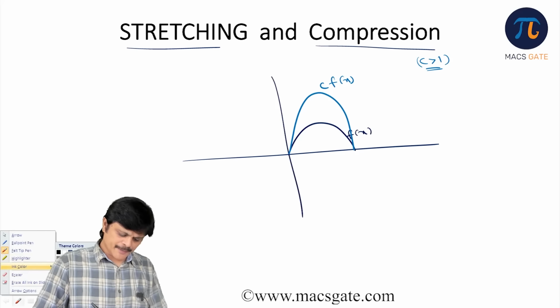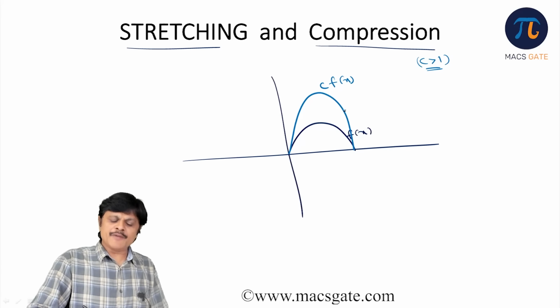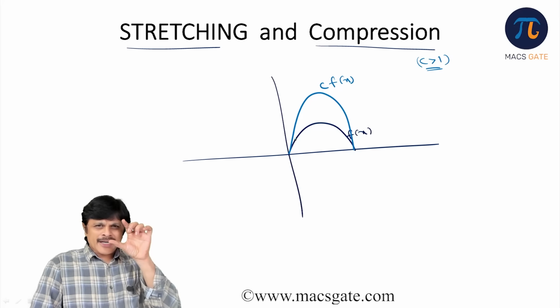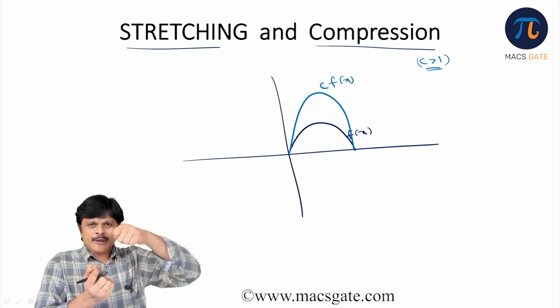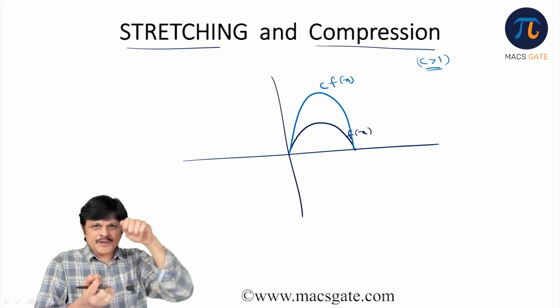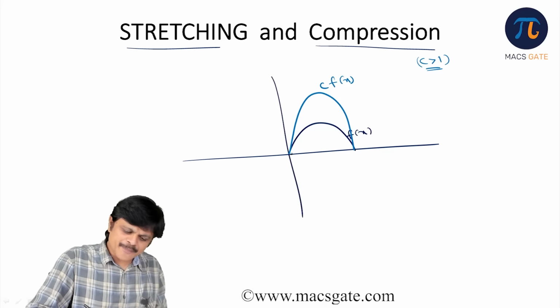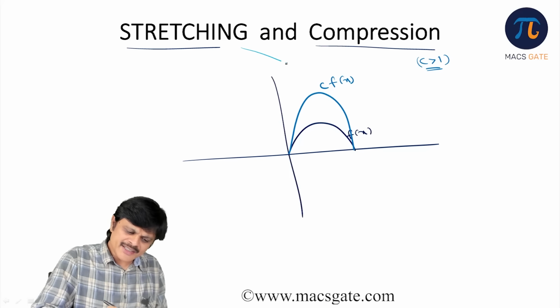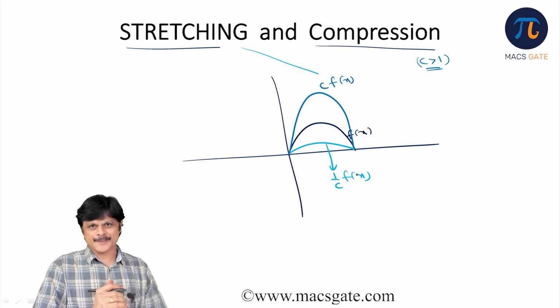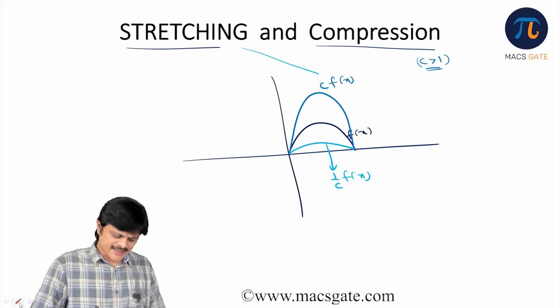And suppose you divide f(x) by c, that is 1 by c into f(x). What happens? It would be vertically compressed. See here, c into f(x) is a vertical stretch, and f(x) by c, that is 1 by c into f(x), is a vertical compression. So that is the idea.